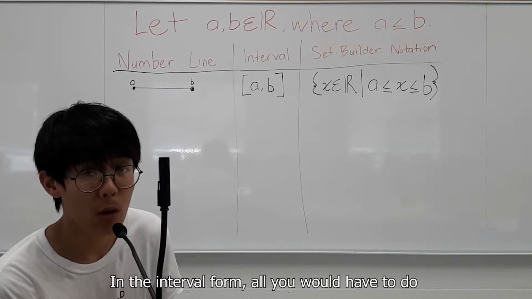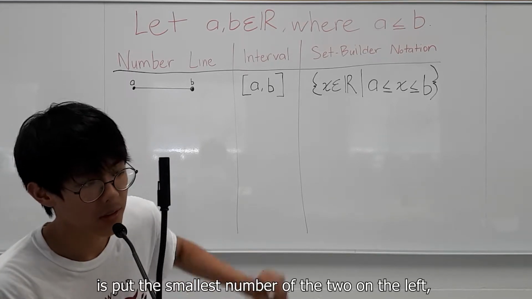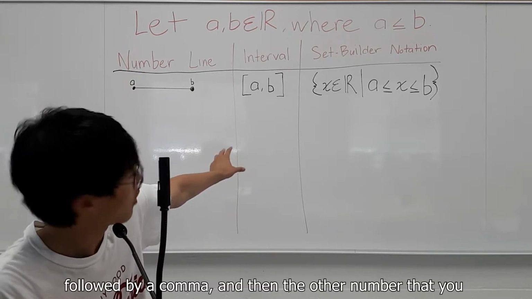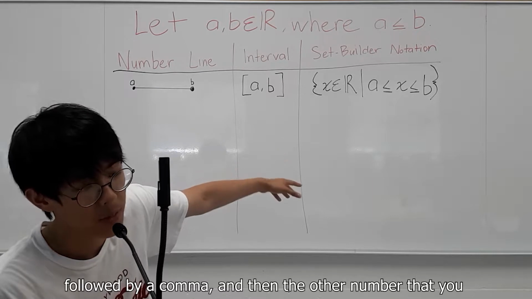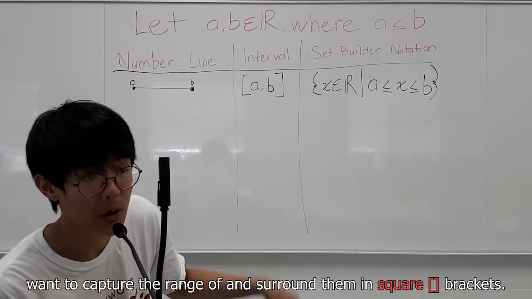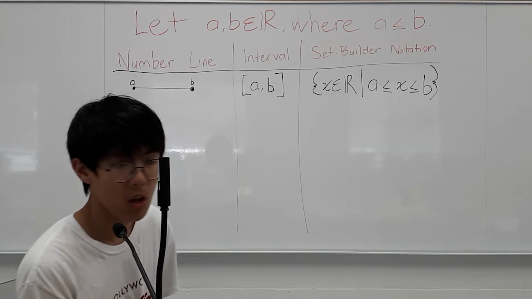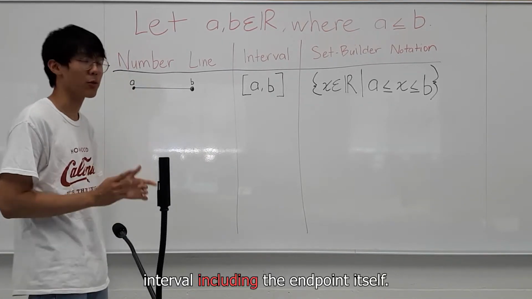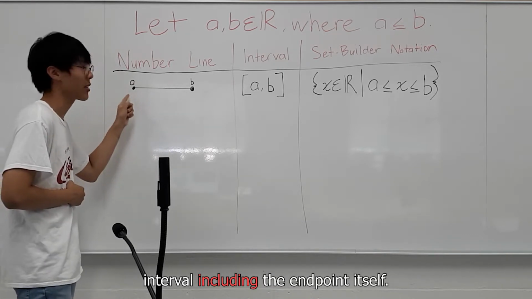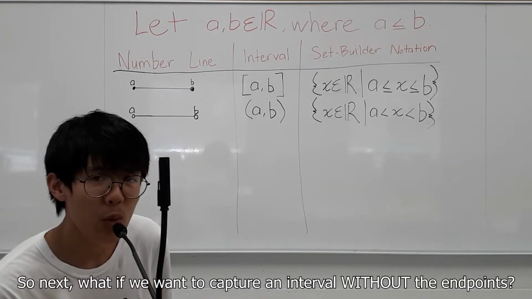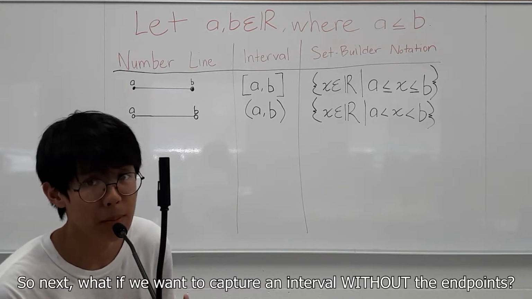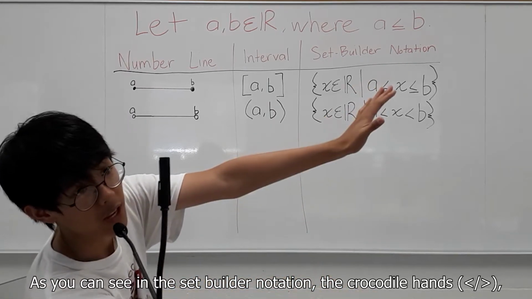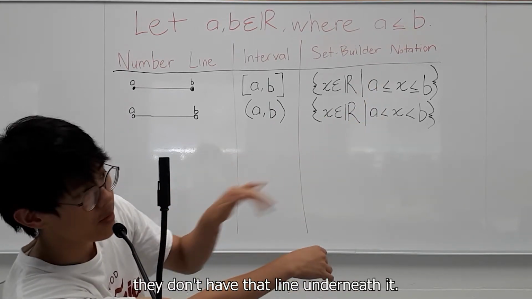In the interval form, all you would have to do is put the smallest number of the two on the left, followed by a comma, and then the other number that you want to capture the range of, and surround them in square brackets. When you surround them in square brackets, you're saying that you want to capture that interval, including the endpoint itself. So next, what if we want to capture an interval without the endpoints? As you can see in the set builder notation, the crocodile hands, they don't have that line underneath it.